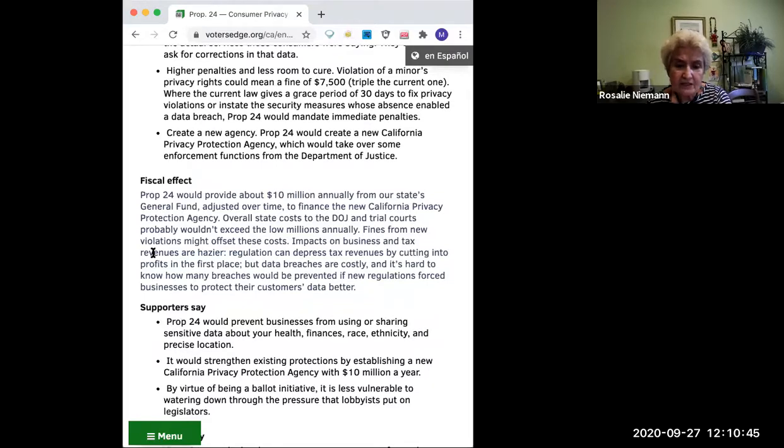Overall state costs to the DOJ and trial courts probably wouldn't exceed low millions annually. Fines from new violations might offset these costs. Impacts on business and tax revenues are hazier.